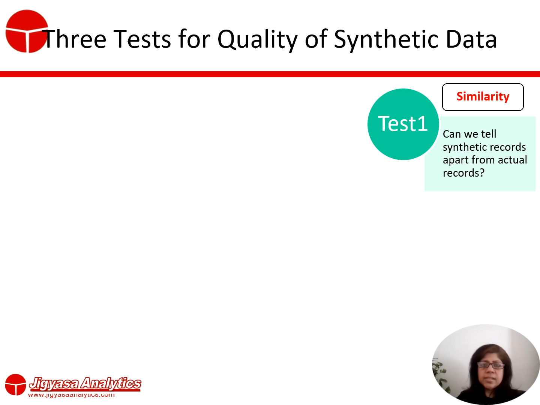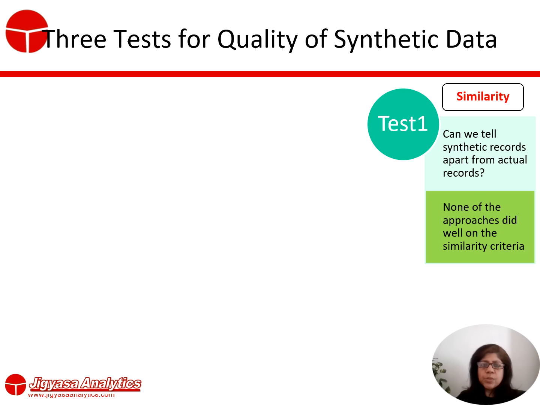Our hypothesis is that if these methods cannot distinguish between these datasets, the synthetic data that we generated must be quite similar to the actual dataset. What we found is that while some of the smaller datasets somewhat met this criteria, none of the approaches worked very well on this criteria when we used larger datasets with greater number of features.